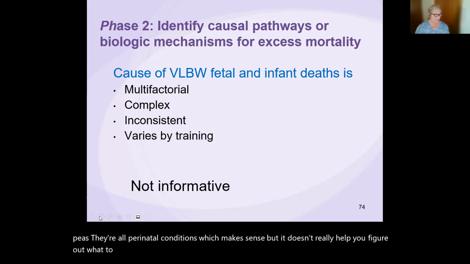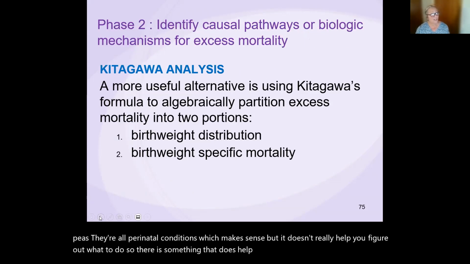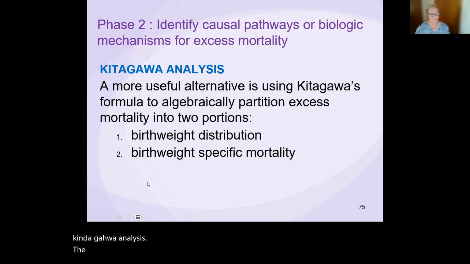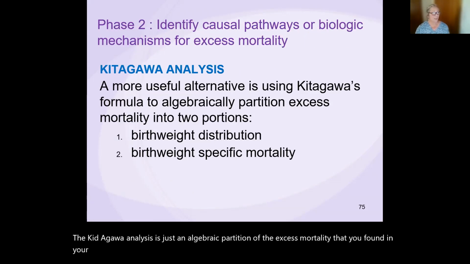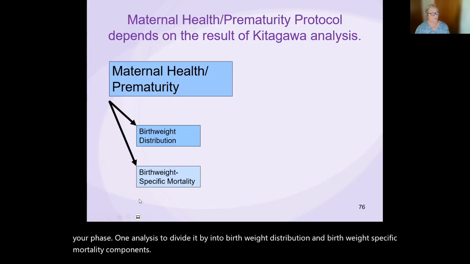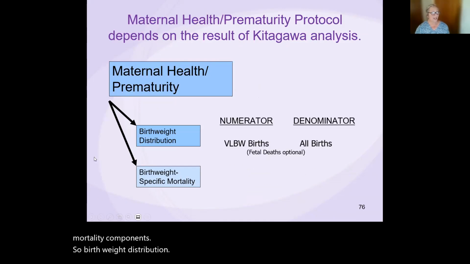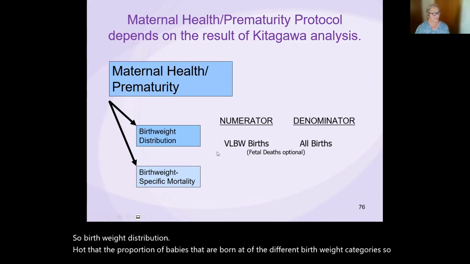So there is something that does help you figure out what to do, and that is Kitagawa analysis. Kitagawa analysis is just an algebraic partition of the excess mortality that you found in your phase 1 analysis, to divide it into birth weight distribution and birth weight specific mortality components. So birth weight distribution means the proportion of babies that are born at each of the different birth weight categories. So we stratify by birth weight.